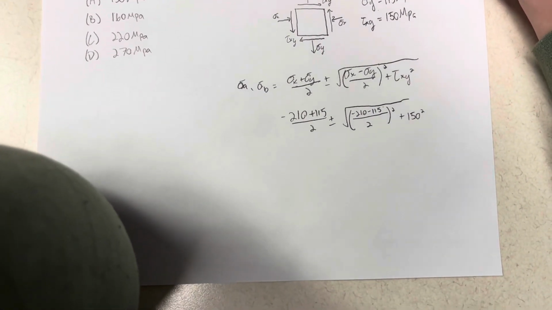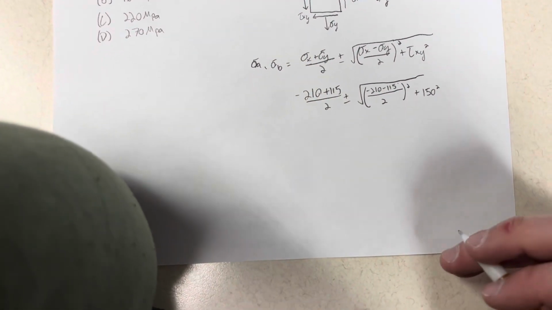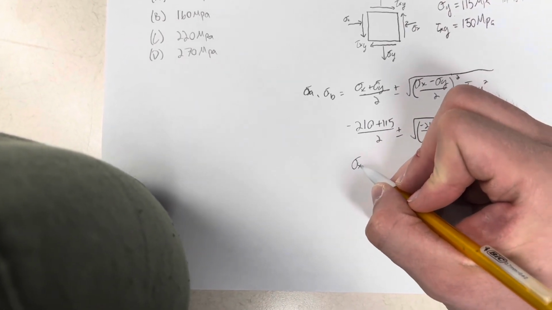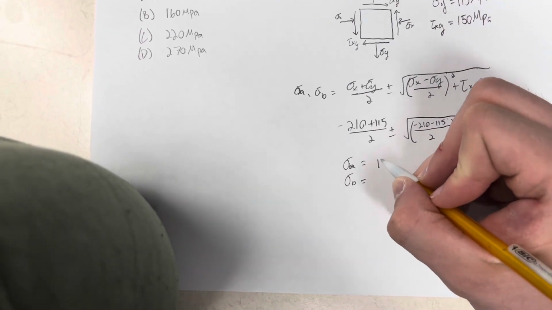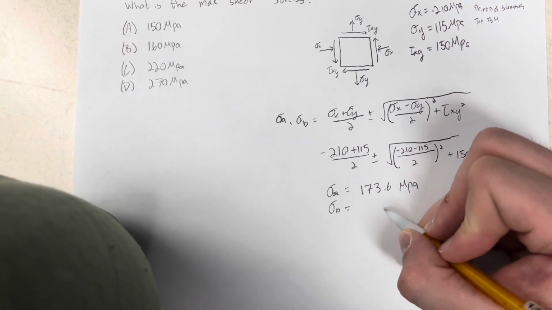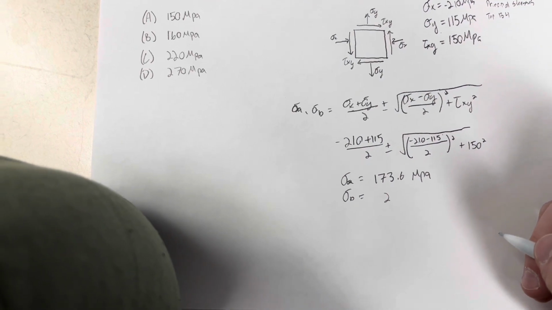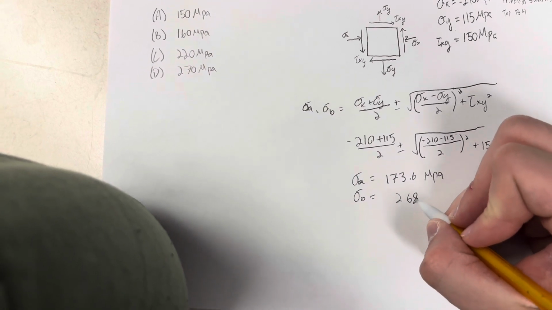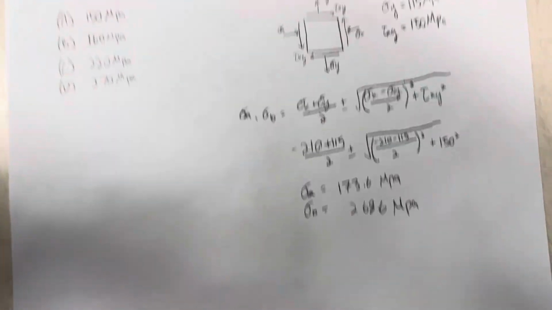So from here, we'll get sigma A and sigma B, which will be about 173.6 MPa and negative 268.6 MPa. It's based off adding and subtracting.